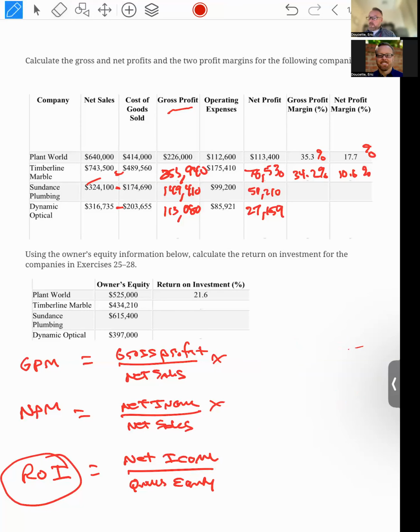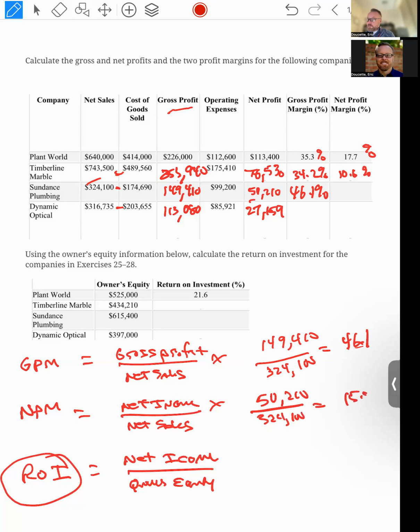So the next one would be gross profit of 149,410 divided by 324,100, and that gives me .461, so 46.1%. And then the net income on that one was 50,210, so I'm going to do 50,210 divided by 324,100, and that comes out to 15.5%.